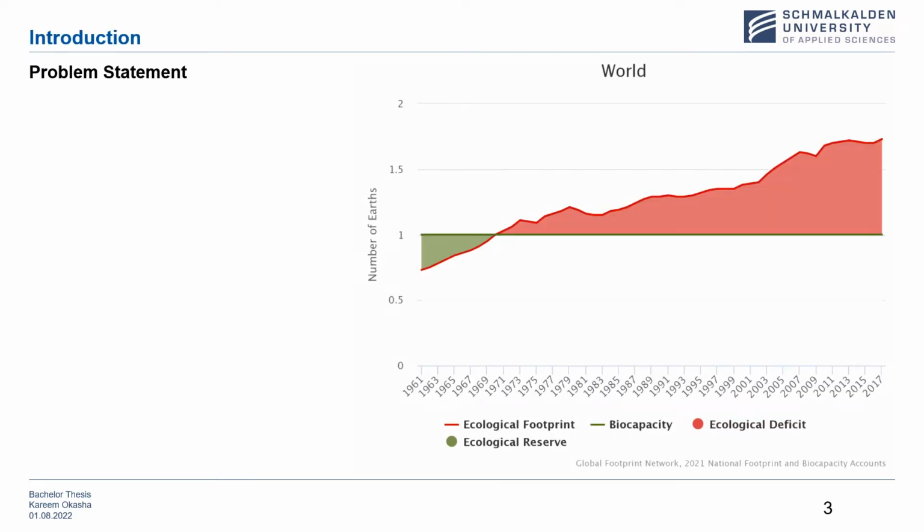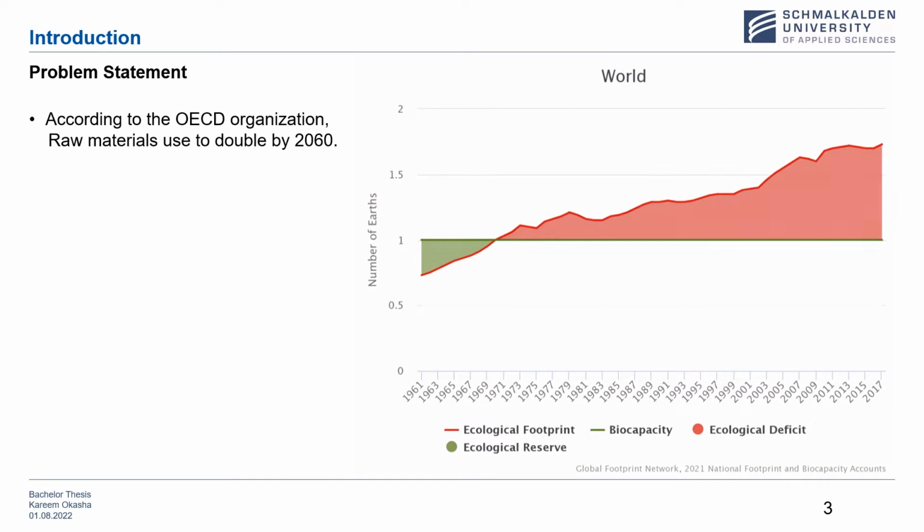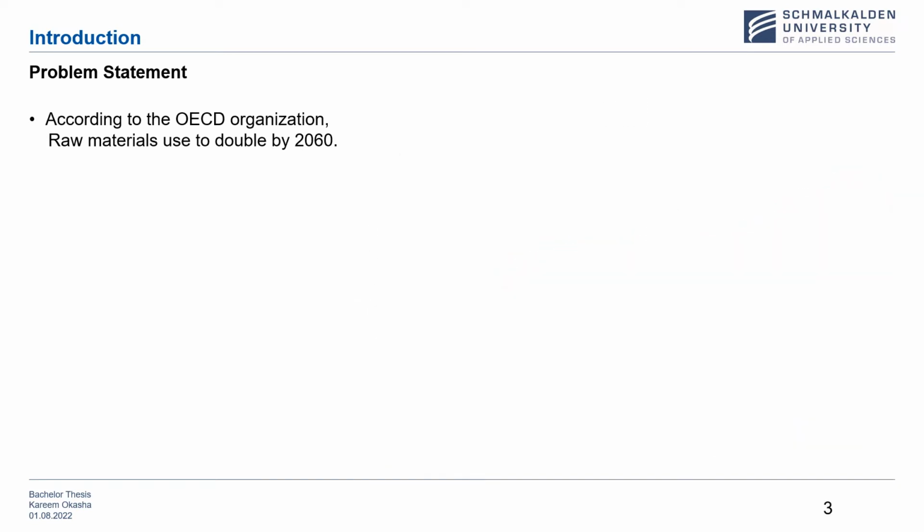With the increasing number of world population, our consumption increases with it. As can be seen from this graph, in the year 1970, our consumption matched Earth's natural resources, and as can be seen from the trend of the curve, the gap is only getting larger. According to the Organization for Economic Cooperation and Development, our usage of raw material will be doubled by the year 2060.